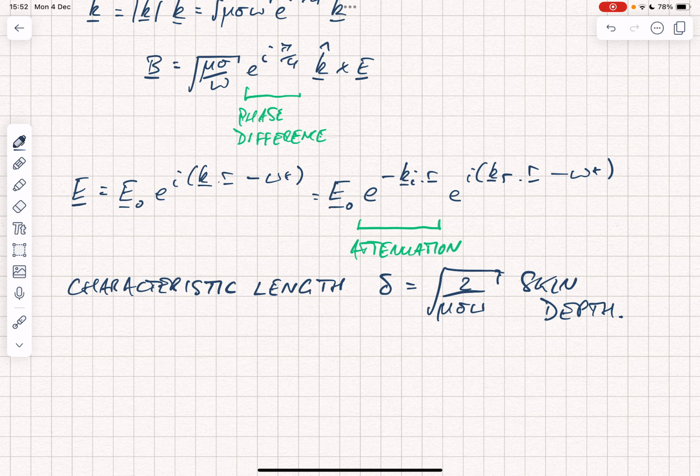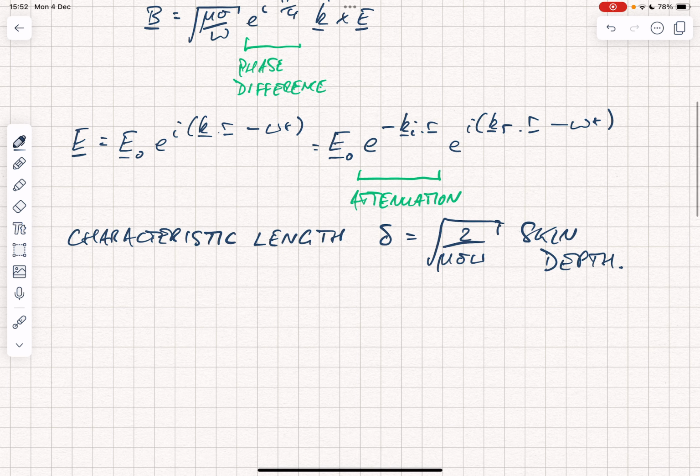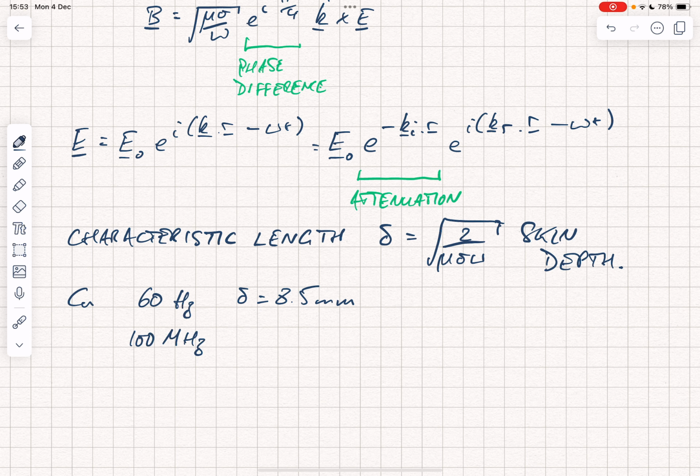Notice that the skin depth is a function of frequency, so it will change with the frequency of the EM radiation. So for copper, at 60 hertz, which is the typical frequency of household electricity, delta is around about 8.5 millimeters. Up at 100 megahertz, which is higher in the frequency, delta is more like 7 micrometers, 7.1 micrometers. So it changes considerably.